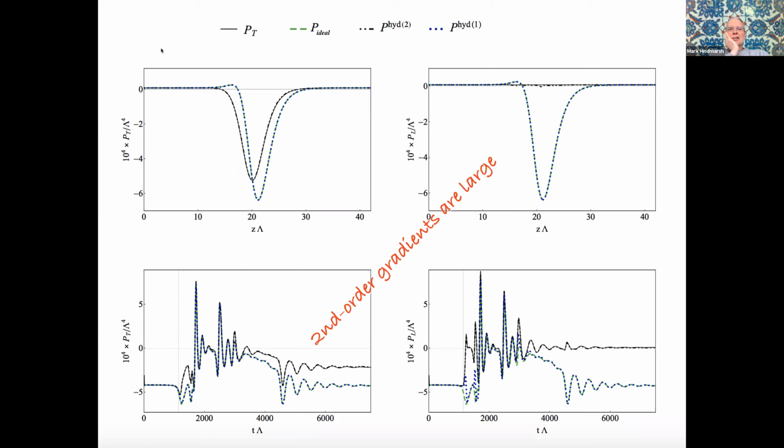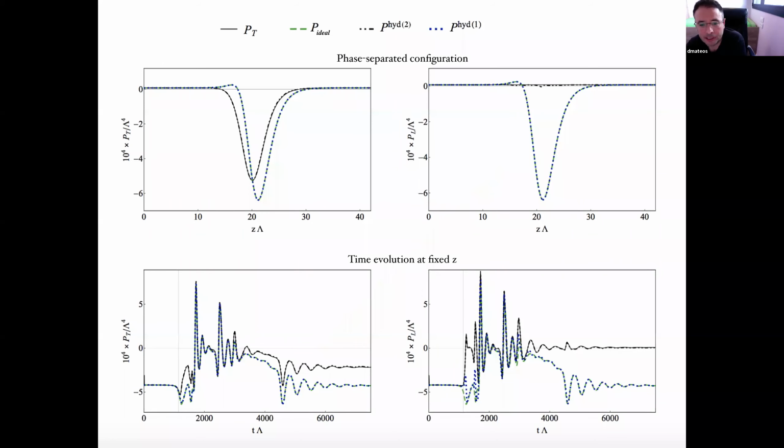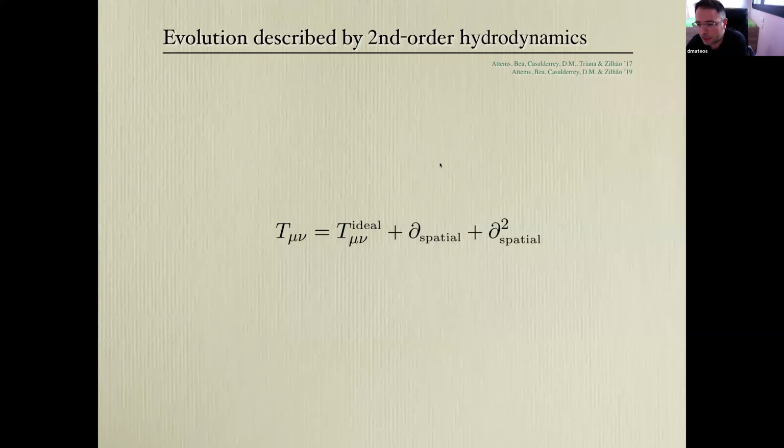I'm surprised that second order is so accurate, because if the second order gradients are large, what about the third and fourth? Absolutely. That is related. Thank you, Mark, for the question. That is related to what I didn't explain here. Let me give you an answer in a nutshell, and I can expand at the end if you want. The point is that there's an ambiguity in what you mean by hydrodynamics at any order, because at the end of the day, this is an effective theory.